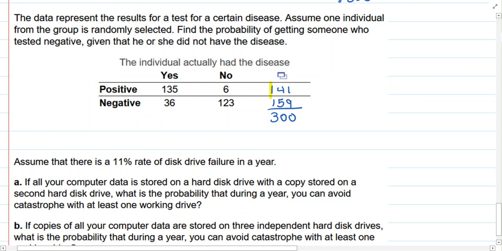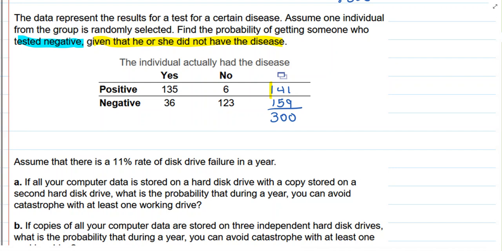The data represents the results of a test for a certain disease. Assume one individual from the group is randomly selected. Find the probability of getting someone who tested negative, given he or she did not have the disease. Okay, well, that's interesting in itself. So we have positive and negative on the horizontal, and on the vertical we have yes, had the disease, no, did not have the disease. So they want the probability.